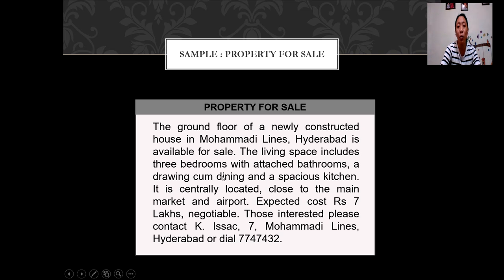The living space includes 3 bedrooms with attached bathrooms, a drawing cum dining, and a spacious kitchen. Now, these are the details of the number of rooms. So the house has 3 bedrooms and bathrooms attached to the bedrooms, a drawing or dining room and a big spacious kitchen. It is centrally located, that means located in the center of the city, right? Close to the main market and airport. So if you want to visit the main market, it is nearby, all right? And it is also near the airport.